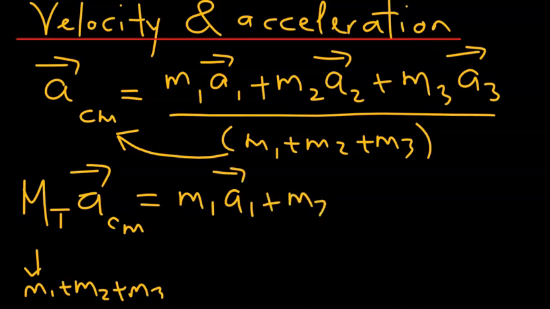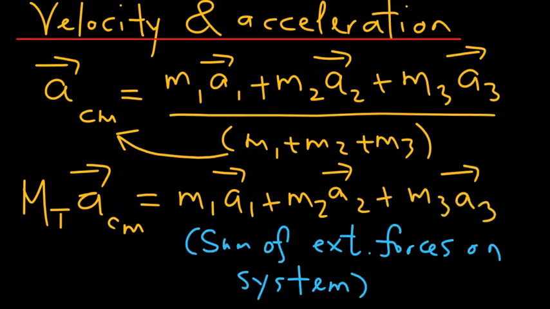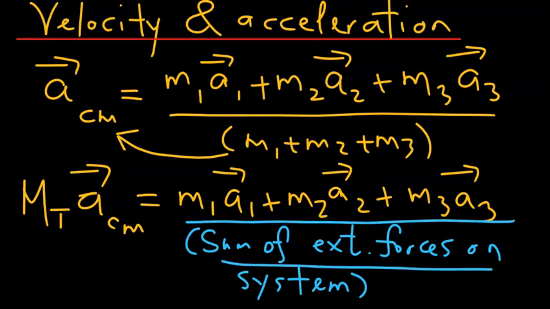m1a1 plus m2a2 plus m3a3. So the right-hand side of this equation is essentially the sum of external forces on the system. So what this equation is saying is that when a body or a collection of particles is acted on by external forces, the center of mass moves just as though all the mass were concentrated at that point, and it were acted on by a resultant force equal to the sum of the external forces on the system.